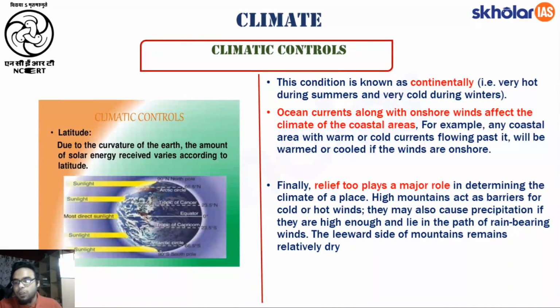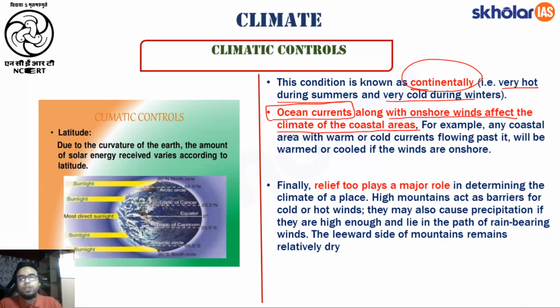And this condition is called what? It is called continentality, that is, very hot temperatures during the summer times and very cold temperatures during the winter times, right? Then the next factor that we have is your ocean currents. Your ocean currents along with the onshore winds affect the climate of a coastal area.